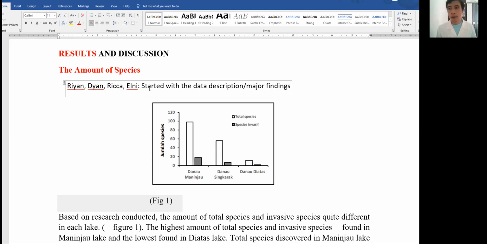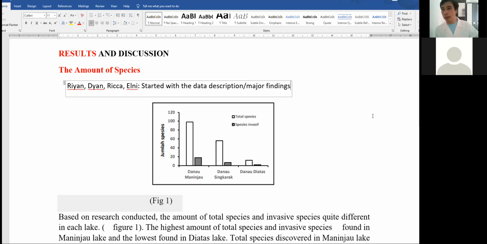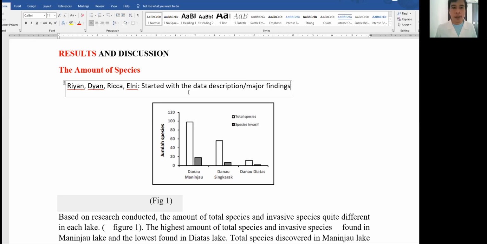My title of result is not the amount of species, but my title is invasive fish species, sir. Okay, that's okay, but I think we are not talking about the structures yet. Oh, the structure. Okay, sir. Okay, so previously, Fakhri, Ahmad, and then Shifa. So please, Ahmad, do you have another opinion?